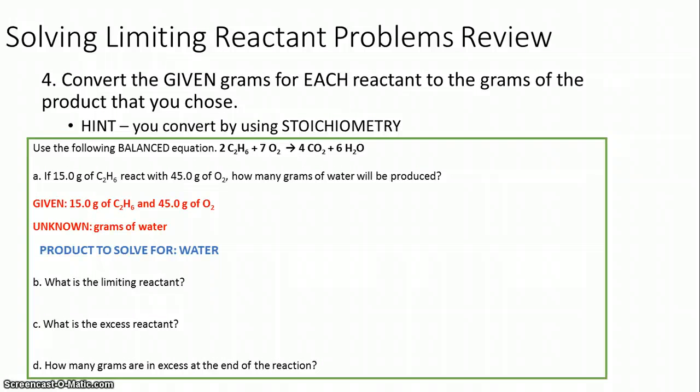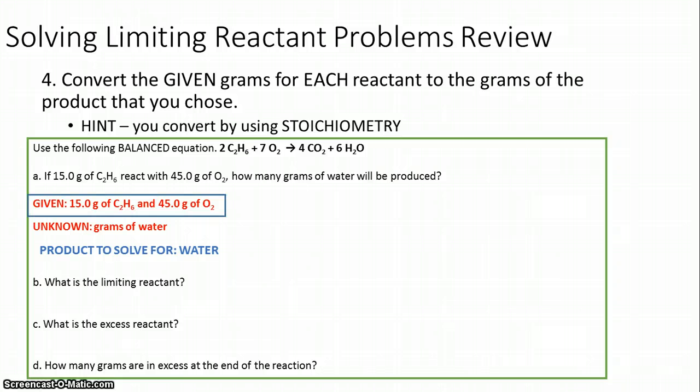Alright, so here's the hard part. You're going to convert the given grams for each reactant to the grams of the product that you chose. So we have given grams for 2 reactants. 15 grams for C2H6, that's the first reactant, and 45 grams for O2, which is our second reactant. We're going to convert each one of those to grams of water using stoichiometry.